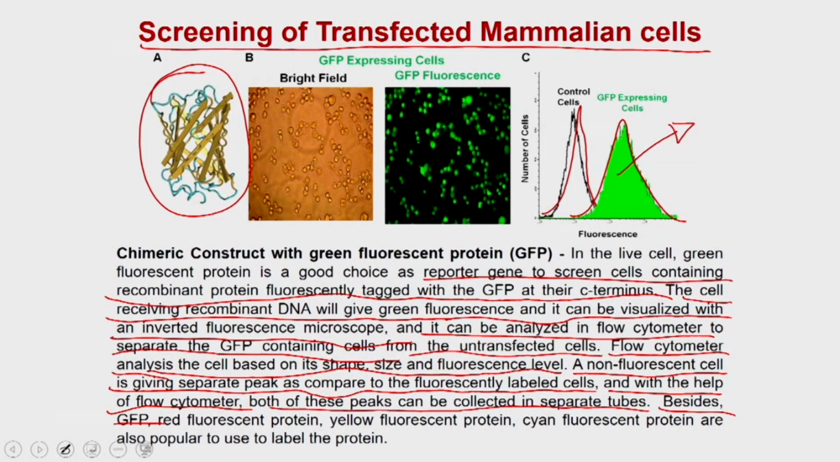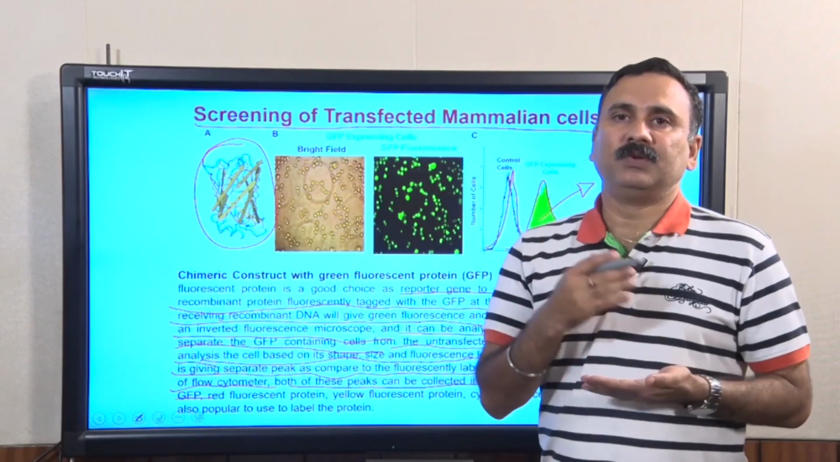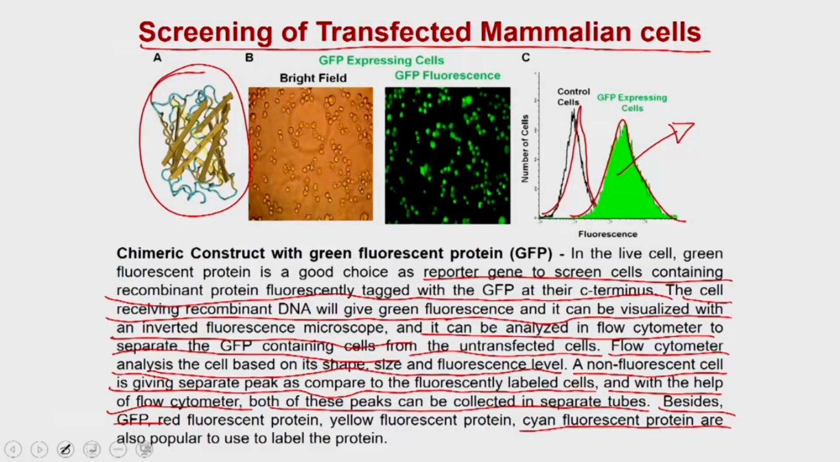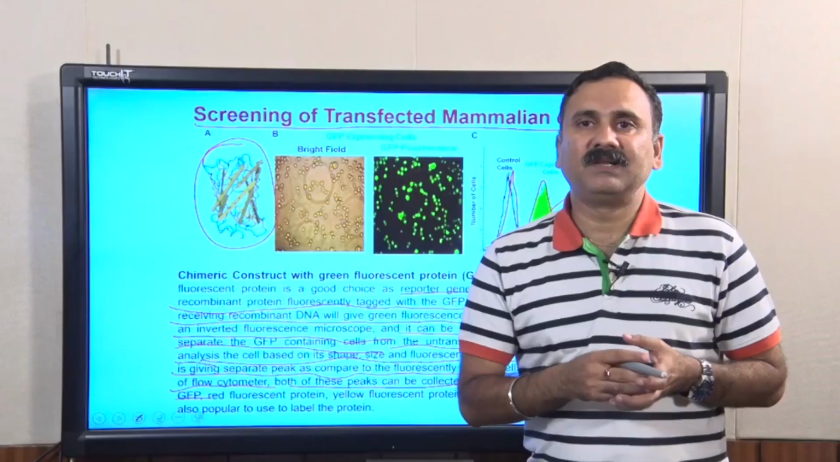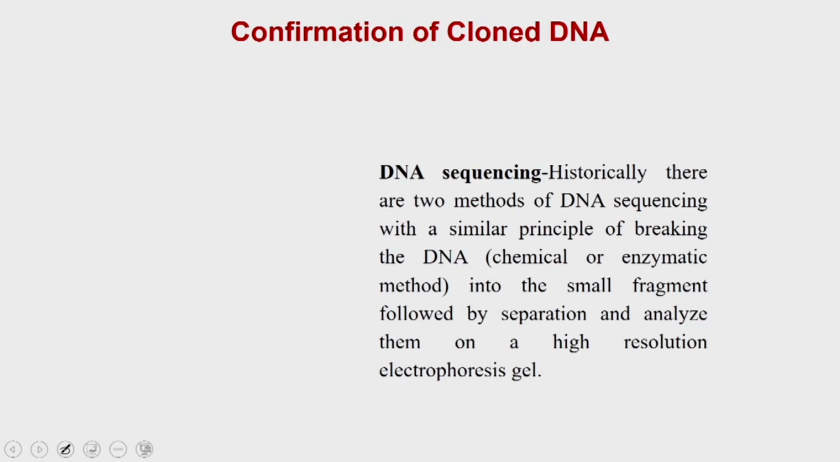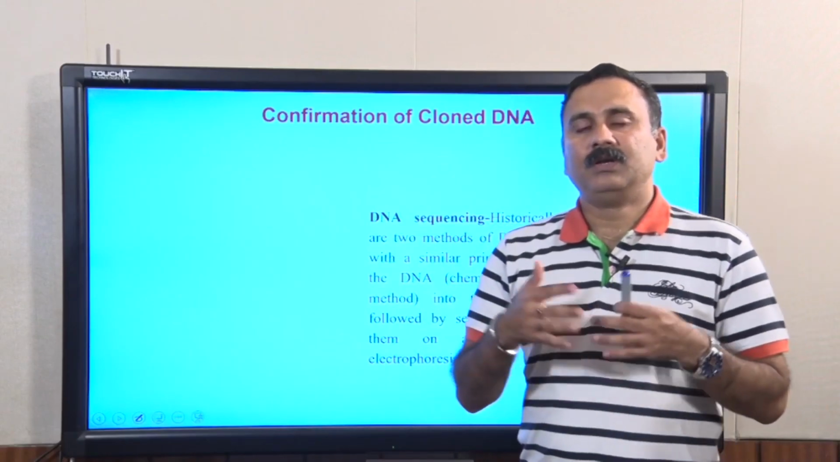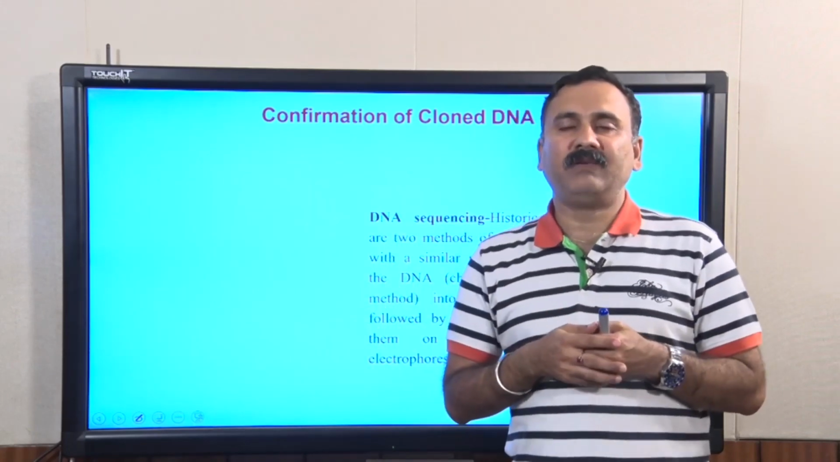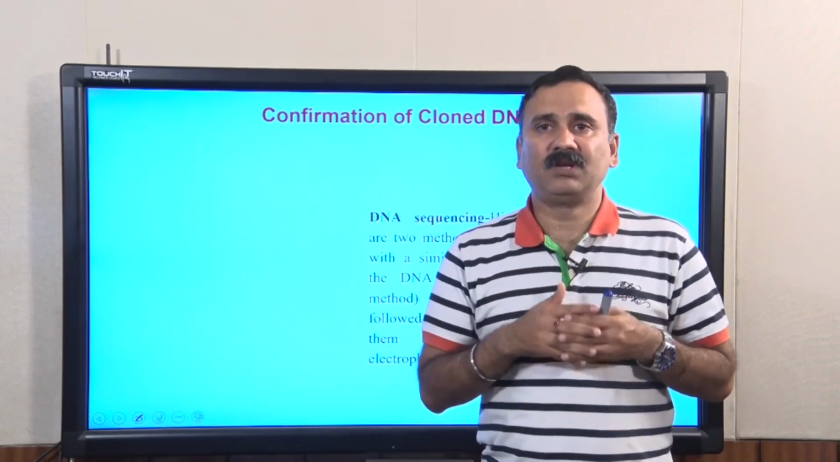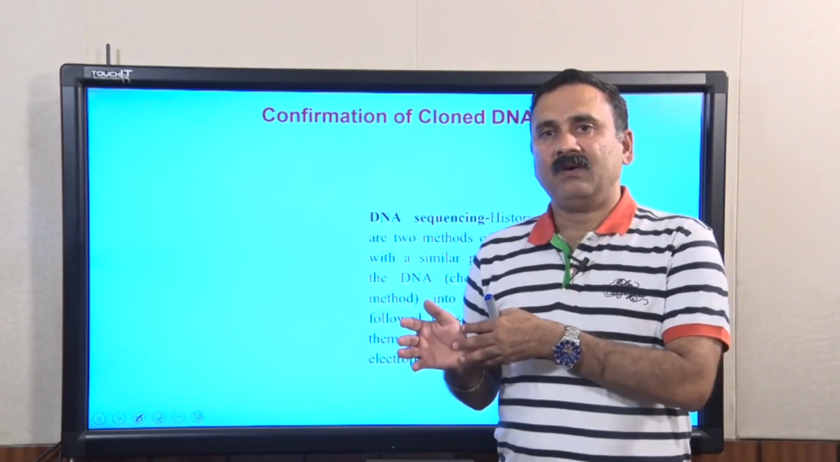Besides GFP, because GFP gives green fluorescence, you also have the option of red fluorescent proteins, you can use the yellow fluorescent protein, you can use the cyan fluorescent proteins and so on. All these fluorescent proteins are very popular to label the protein and to separate the transfected cells from the non-transfected cells. So, this is all about the isolation or detection of the transfection into the cell, or screening of the clone based on some of the selection markers which are available on the vectors.